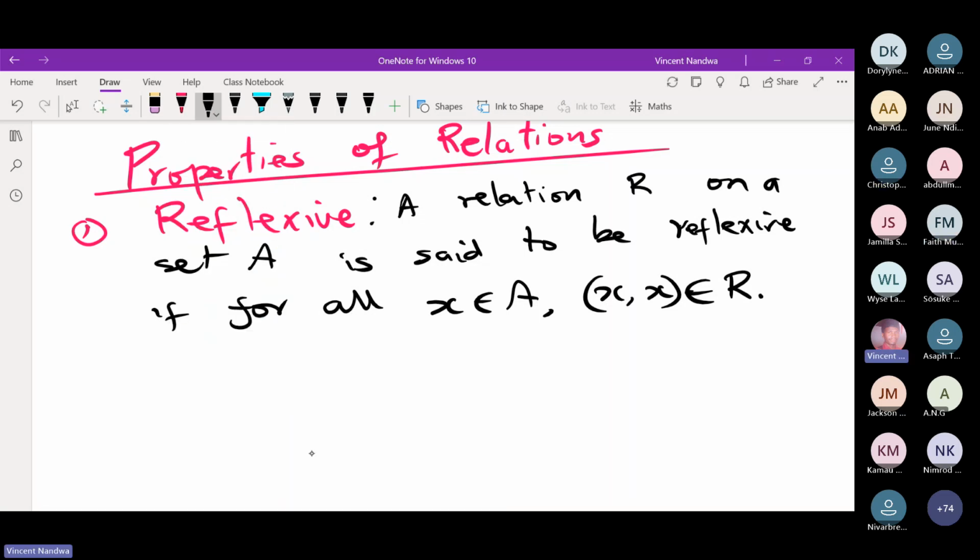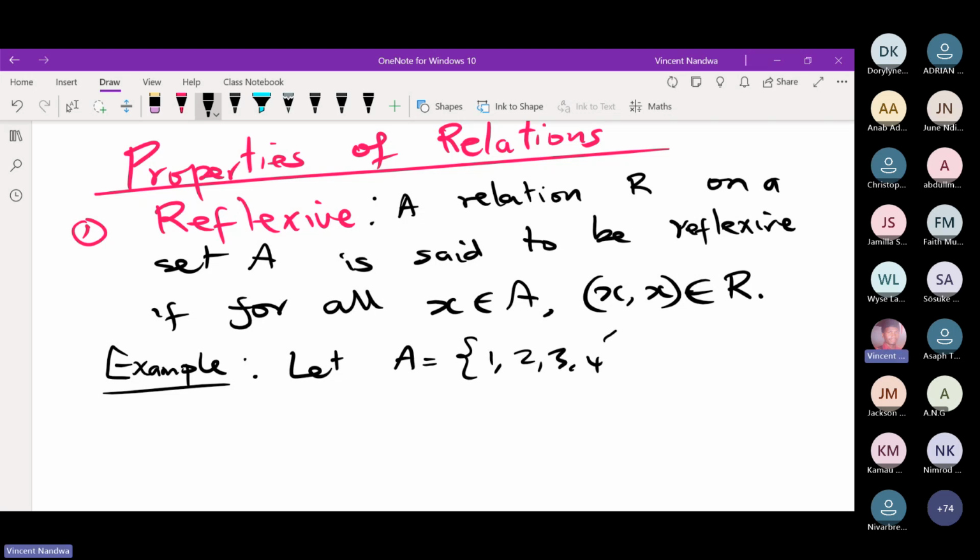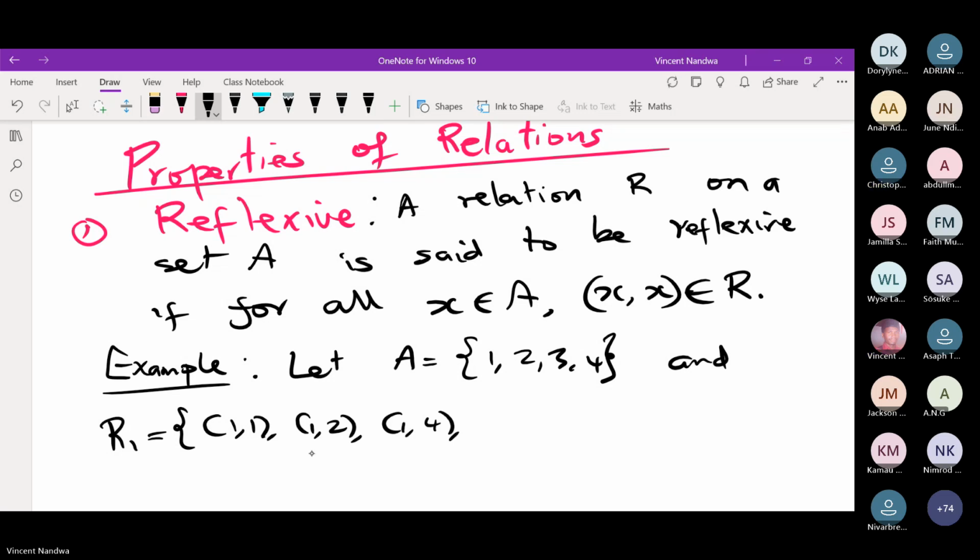I'll give an example, and then I'll give two relations, and I want you to tell me whether they are reflexive or not. So example, let A be the set with elements 1, 2, 3, 4. And R1 with the relation (1,1), (1,2), (1,4), (2,3), (2,2), (3,3).